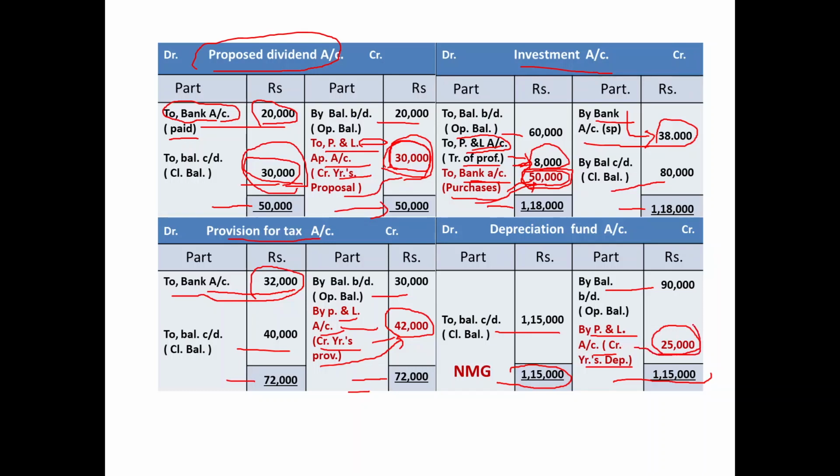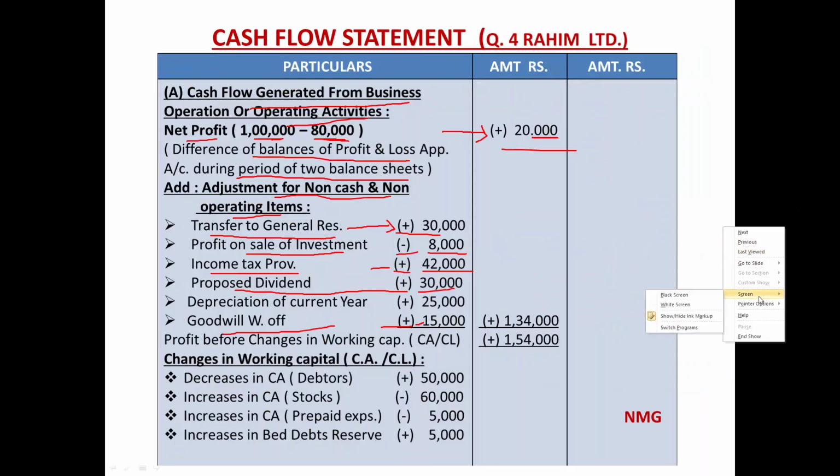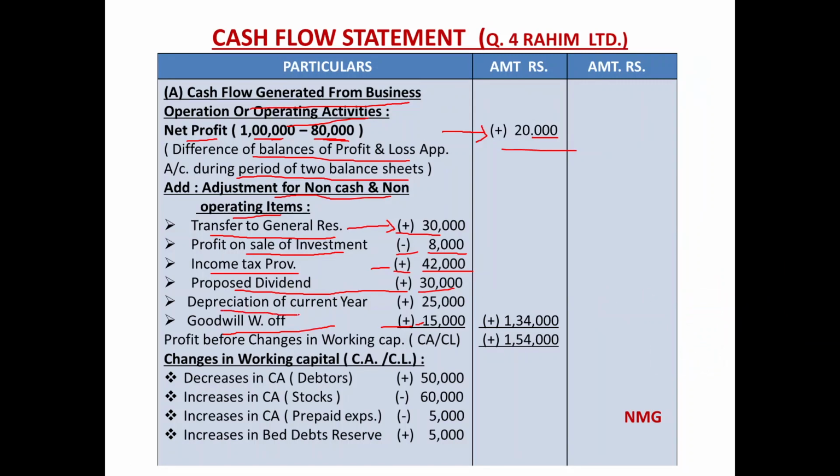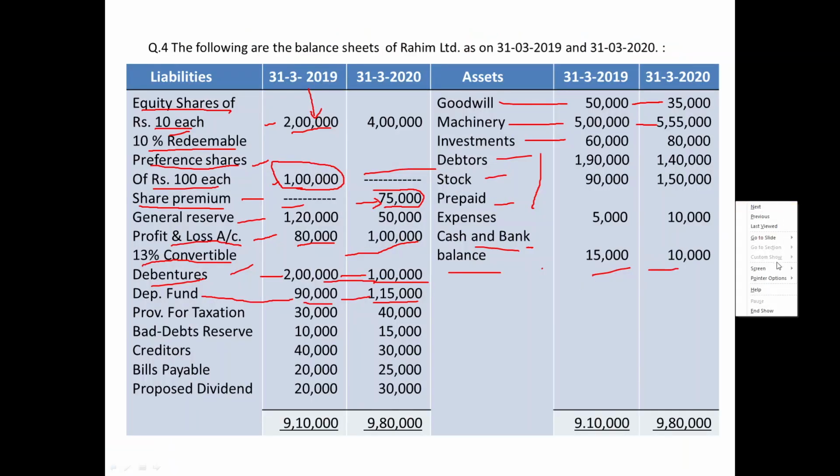So this is this year's depreciation on fixed assets, machinery. Profit and loss debit, depreciation fund account credit. Depreciation is always a non-cash item, so it should be and will be added back under the first title. Have a look. Depreciation of the current year plus 25,000. After depreciation, depreciation fund. Let us verify the balance sheet once again.